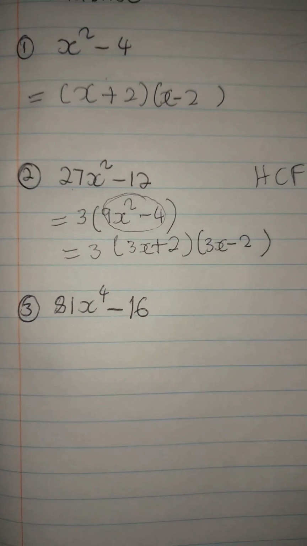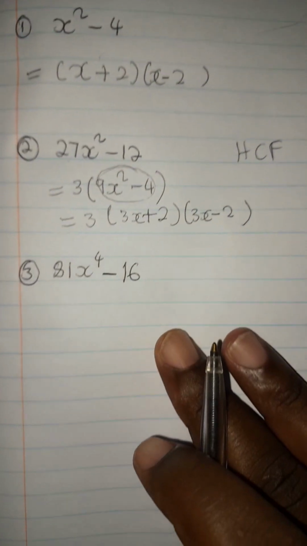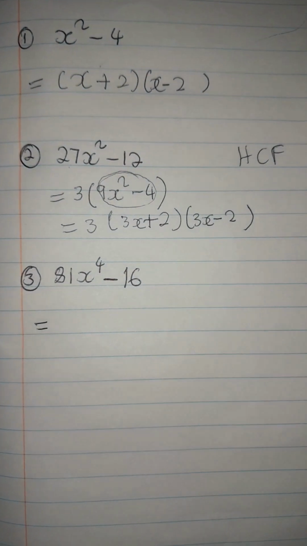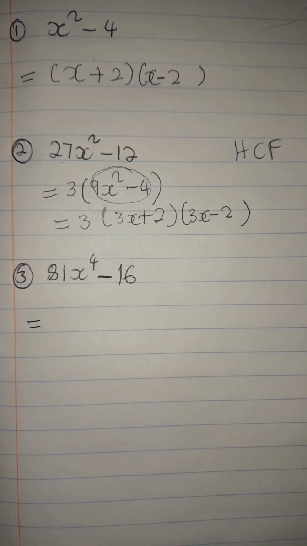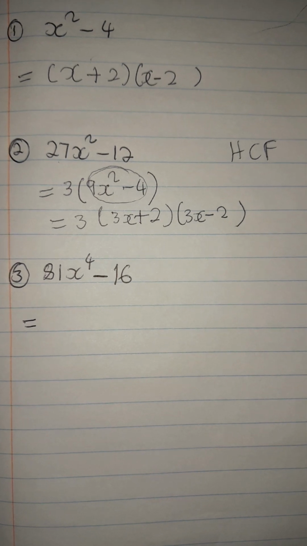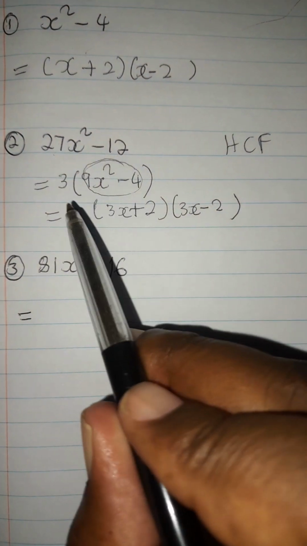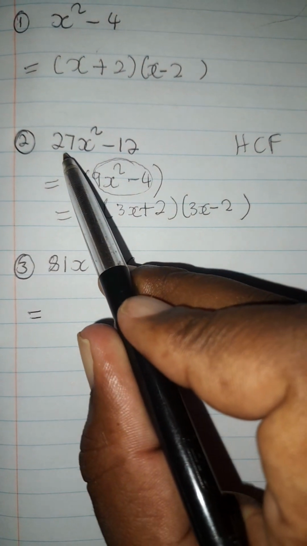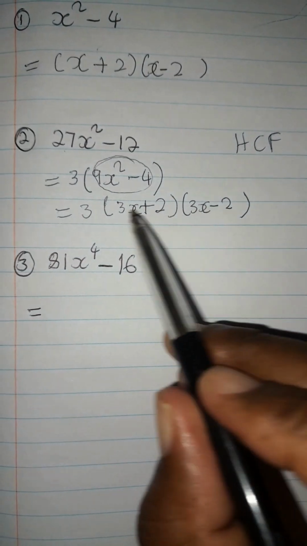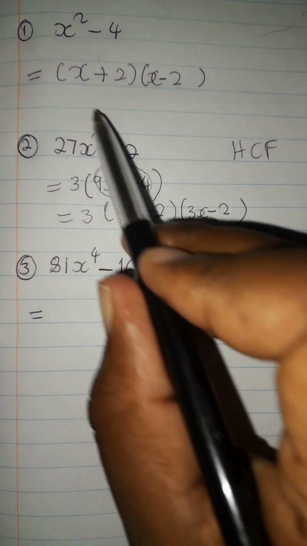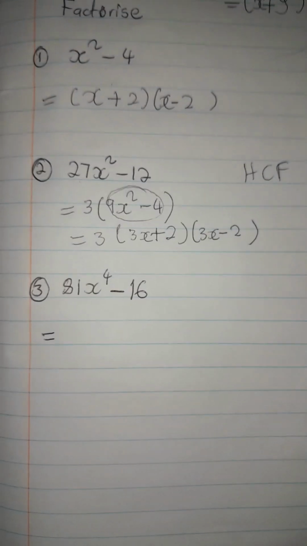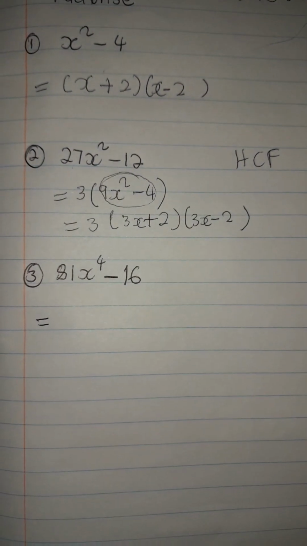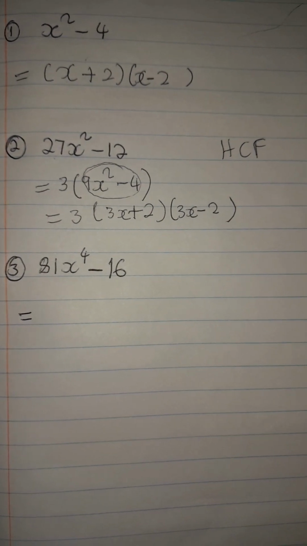Right, let's go to our last question. Remember that the reason we look for a highest common factor here is that the factors of 27 don't give us the same factors as compared to what we did at number 1. So in this case, always look for a highest common factor. Let's go to number 3 then.